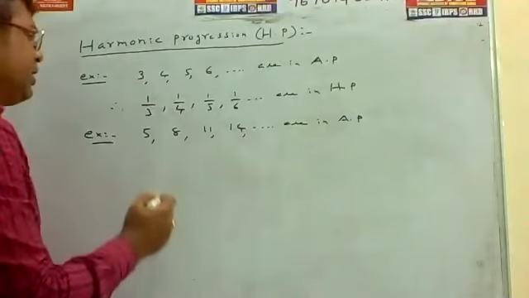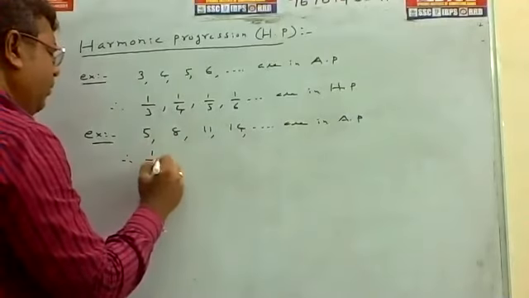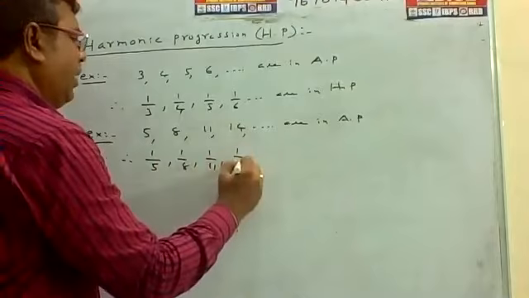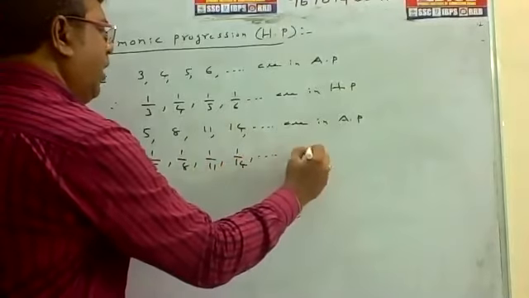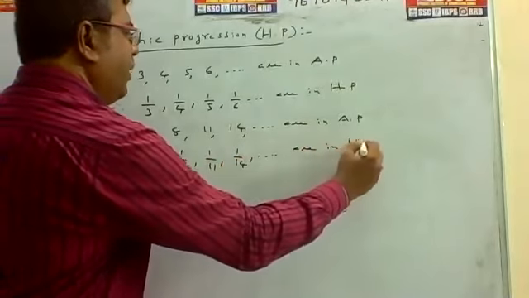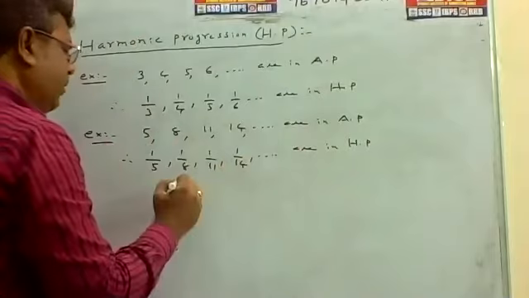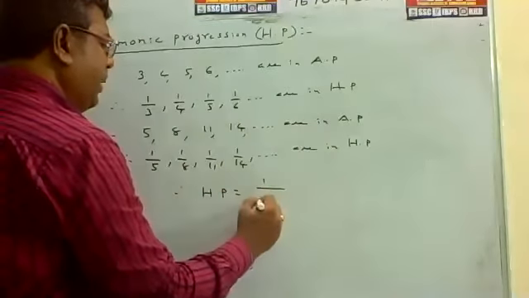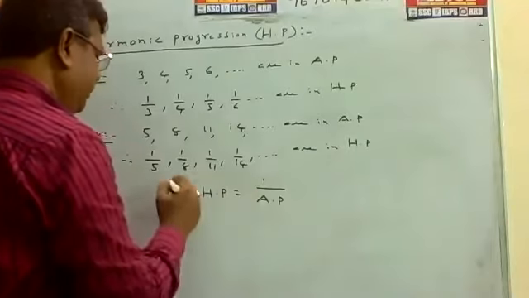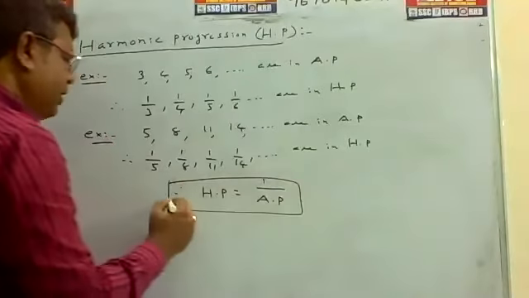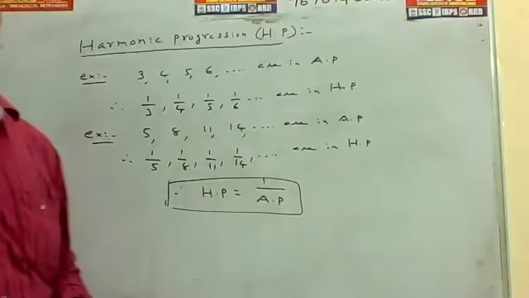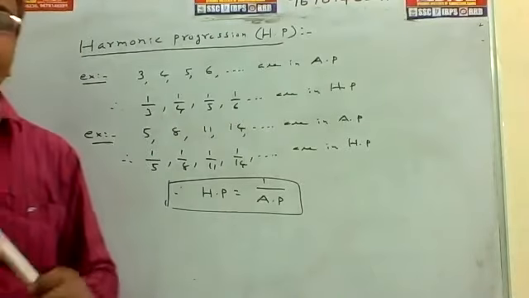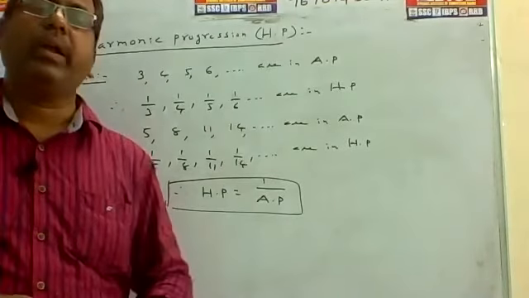Automatically the inverse, that means 1 by 5, 1 by 8, 1 by 11, 1 by 14, and so on, are in HP. Therefore, what is the formula? HP, harmonic progression, is equal to 1 by AP. Whenever you can find the AP, reverse it, and we can call it HP.